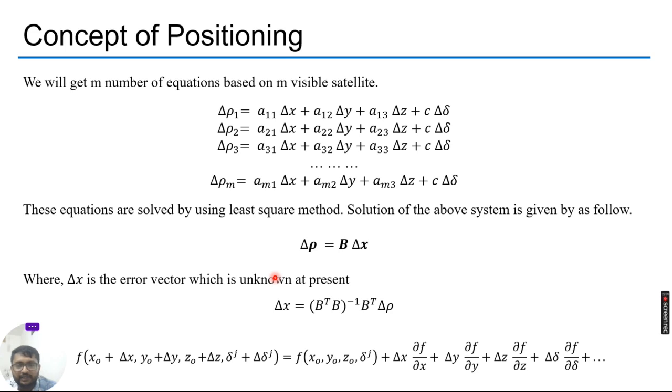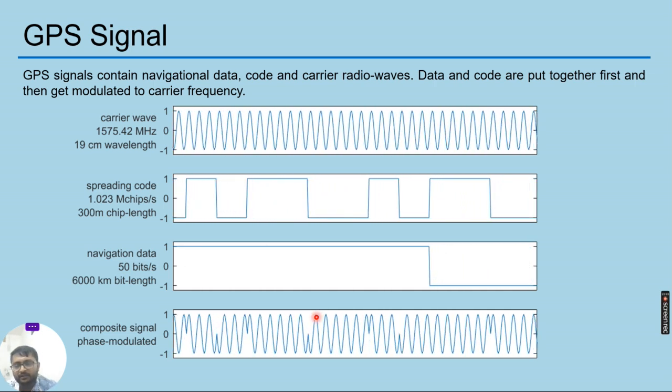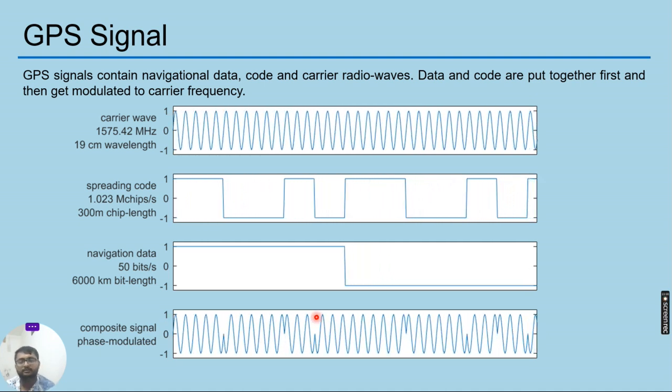Then we will use this system of linear equations we will get, that we will solve using the least square method, where we will put delta rho is equal to B delta x, where B is the matrix of all these coefficients. And if we find the solution of it, then it might be written as (B transpose B) inverse B transpose delta rho. So this will be the solution, and this part, B transpose B inverse, is also known as the DOP, or the dilution of precision. Now, this is how we will get the final user position.